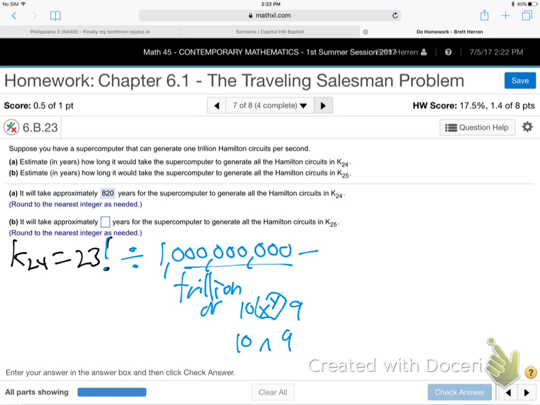And then divide by 60 seconds in every minute, 60 minutes in every hour, 24 hours in every day, 365 days in a year. And then you'll get that answer, 820. It'll round to about 820. Let me make sure it does on mine too.